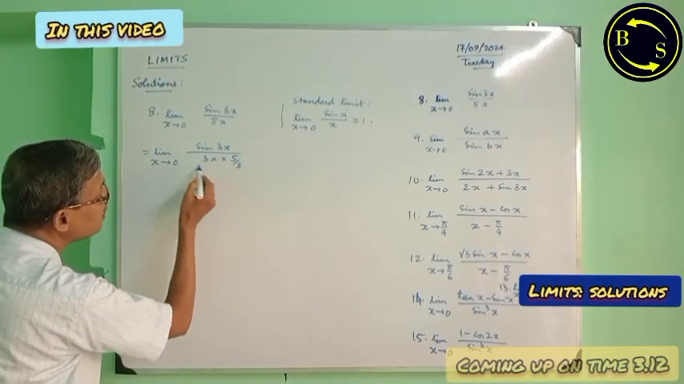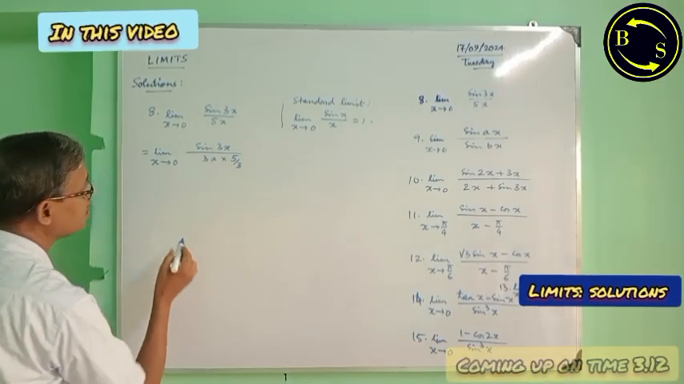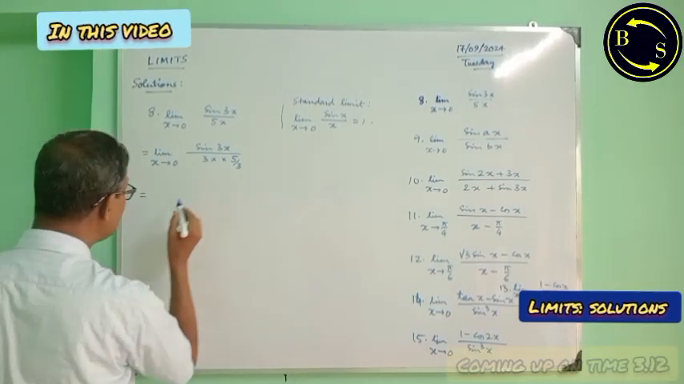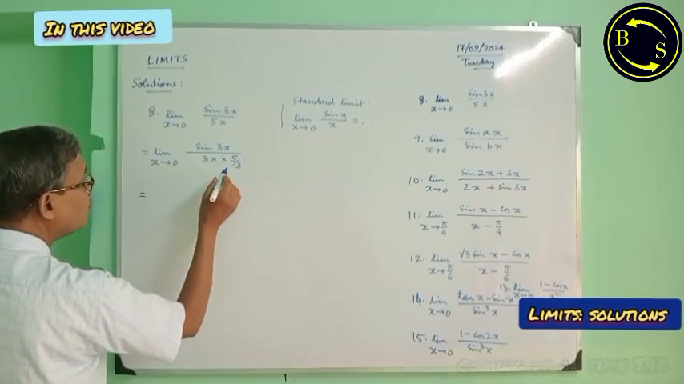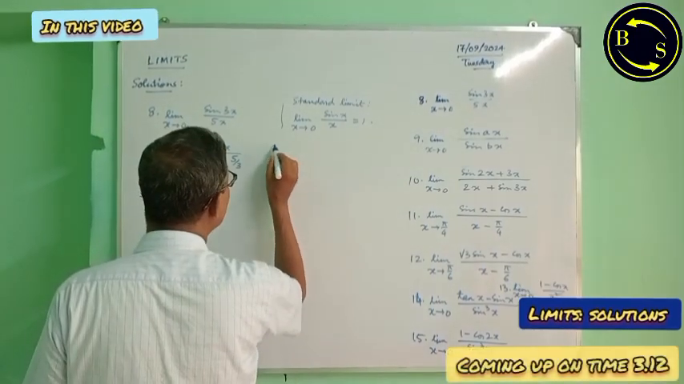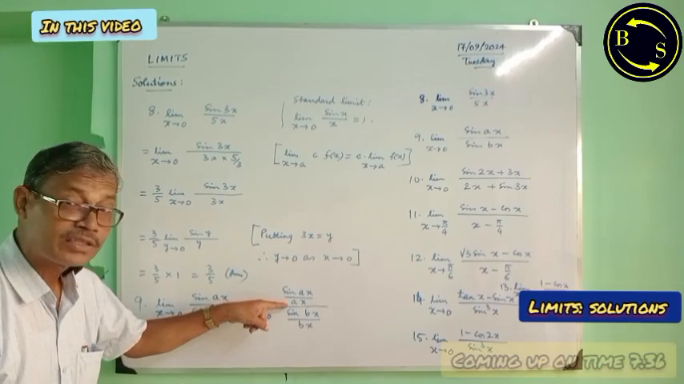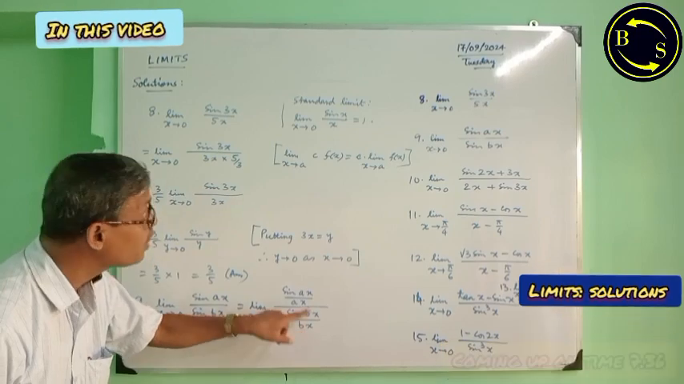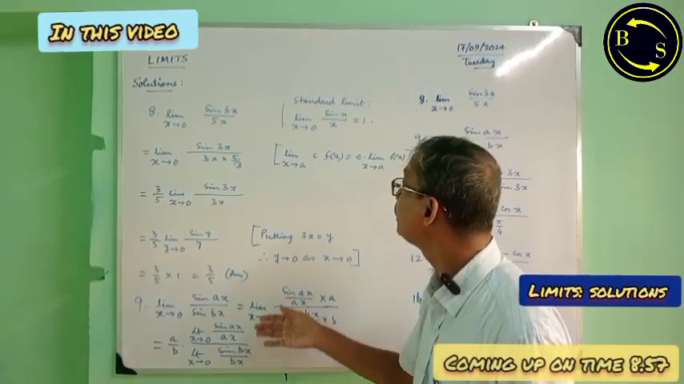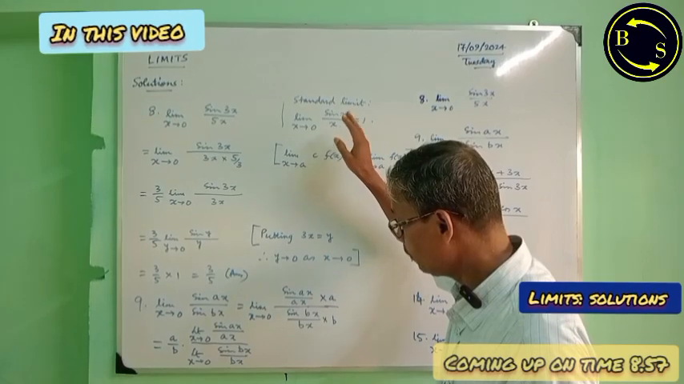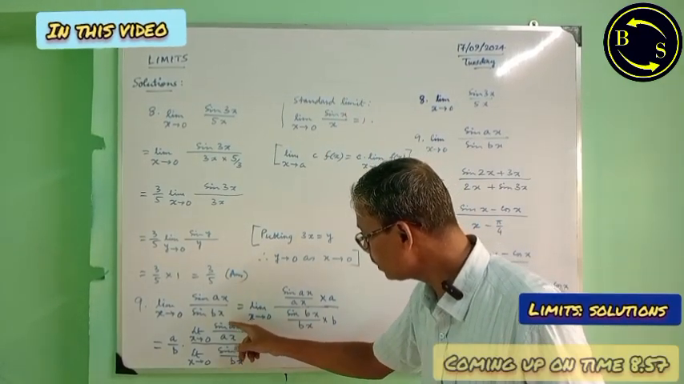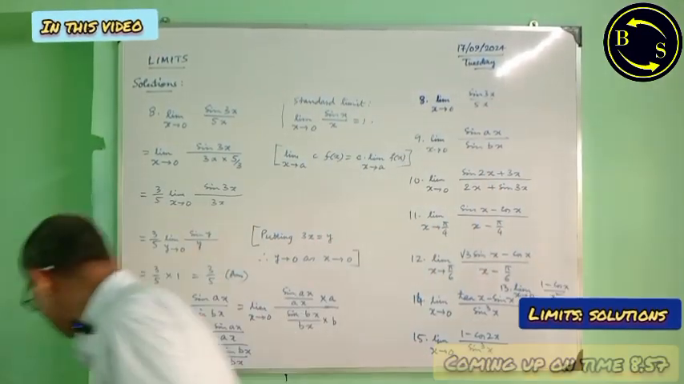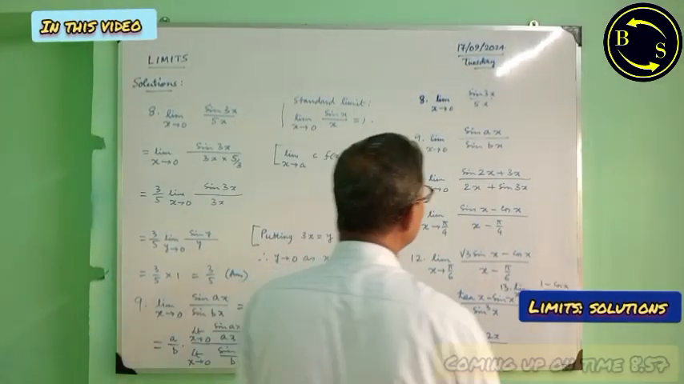Now if I simplify the denominator, I will get 5x. Now 5 by 3 at the denominator is the constant one. To use that theorem, I divide the numerator by ax to get that standard limit and denominator by bx to get that standard limit. We are getting the standard form like this, though here the angles are ax and bx. For removing that, we have to change the variable.